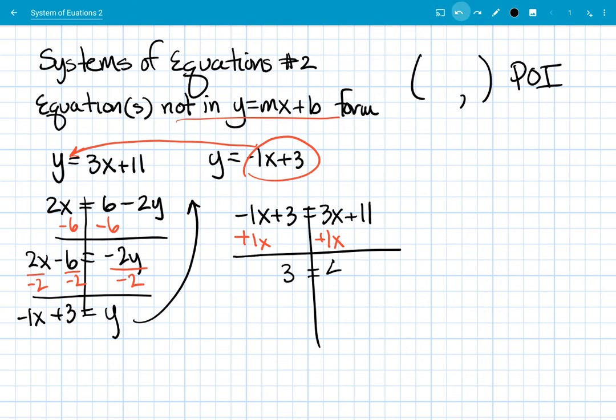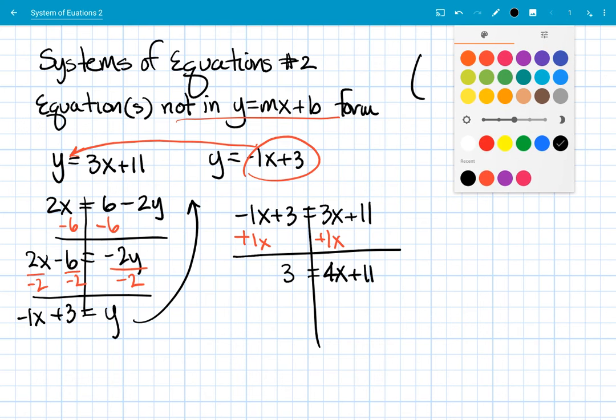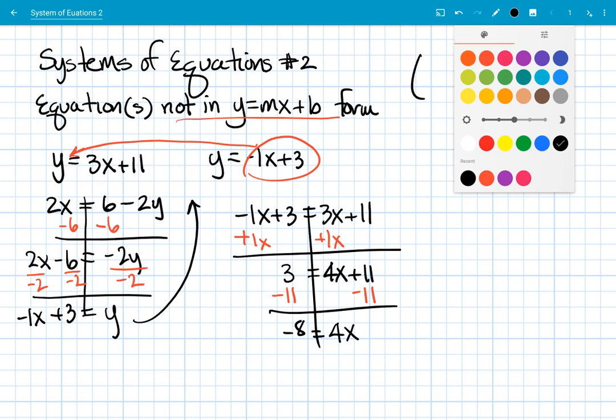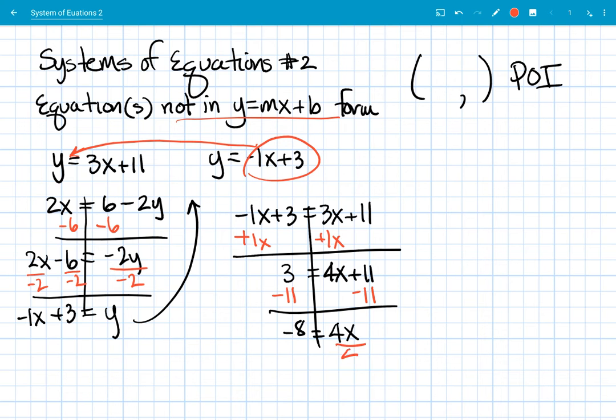Let's see here. Let's try that again. 4x. Wow, that's a mess. Let's fix this. 4x plus 11. Okay, now it's cooperating. And we'll move the 11 over. That's going to get me that 4x equals negative 8. And then we'll divide. And that's going to put us at x equals negative 2.